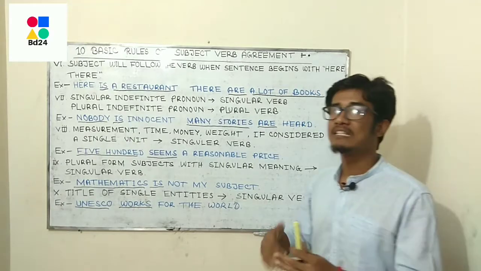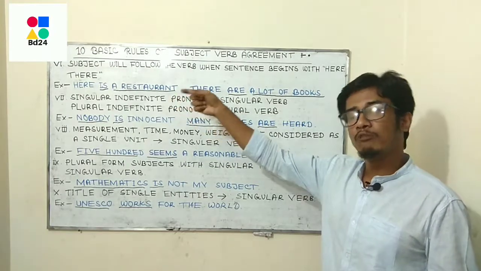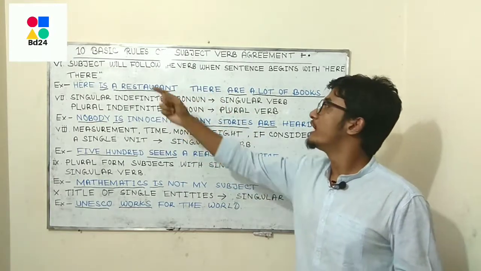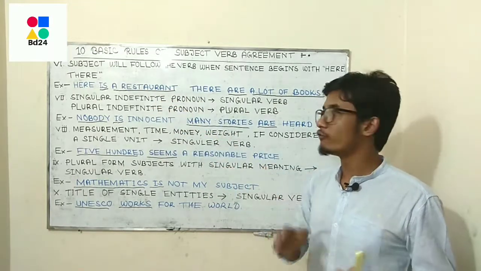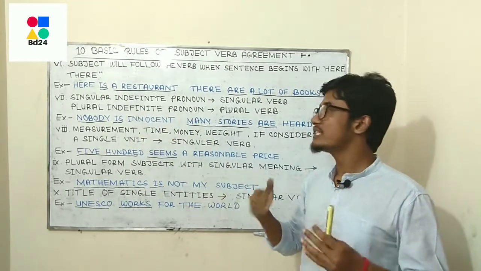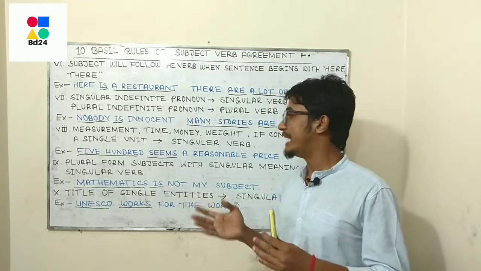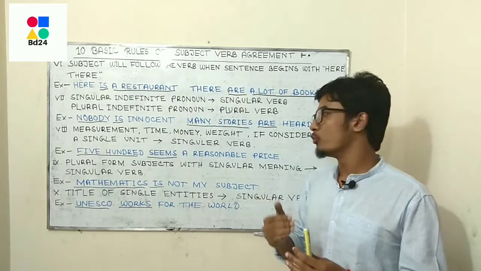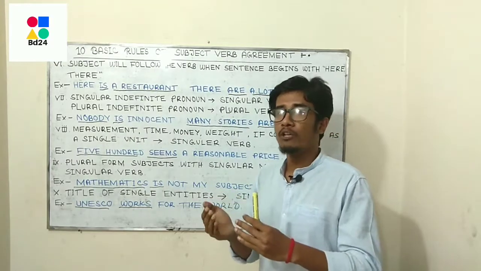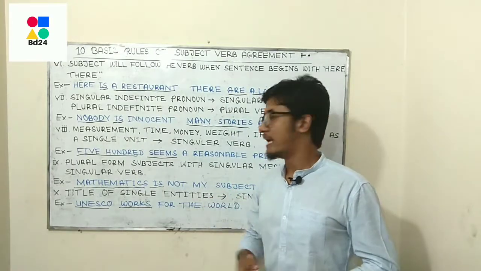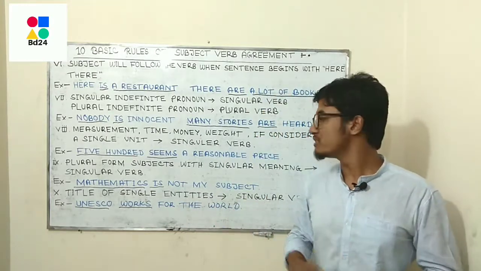So dear viewers, let me summarize the rules once again. The first rule says that sometimes subject will follow the verb when the sentence begins with here or there. Then singular indefinite pronoun, they will always take singular verb. Plural indefinite pronoun, they will always take plural verb. And then measurement, time, money and weight, if they indicate a singular unit, the verb will always be a singular one. And number 9, there are some subjects which form plural but mean singular, they will take a singular verb. And finally, the title or name of a singular entity, name of countries, name of organizations, they will always take a singular verb.